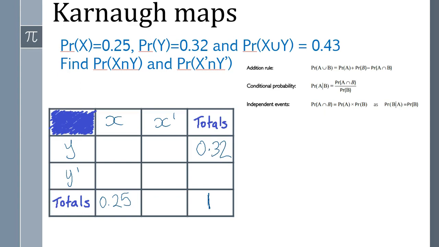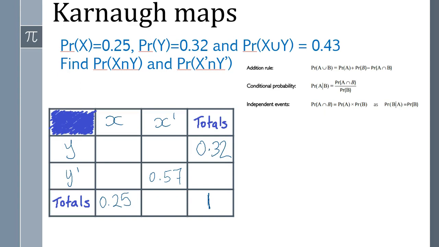What else have we got? We've got the probability of X or Y is 0.43. And I've started you off on a bit of a hard one here, sorry. So X or Y is actually telling us something else. There's no spot for X or Y on there, but there is a spot for not X and not Y. Okay, so if X or Y is 0.43, then not X and not Y is going to be 0.57. Okay, so X or Y are filled up with 0.43, and that's what we've got left.